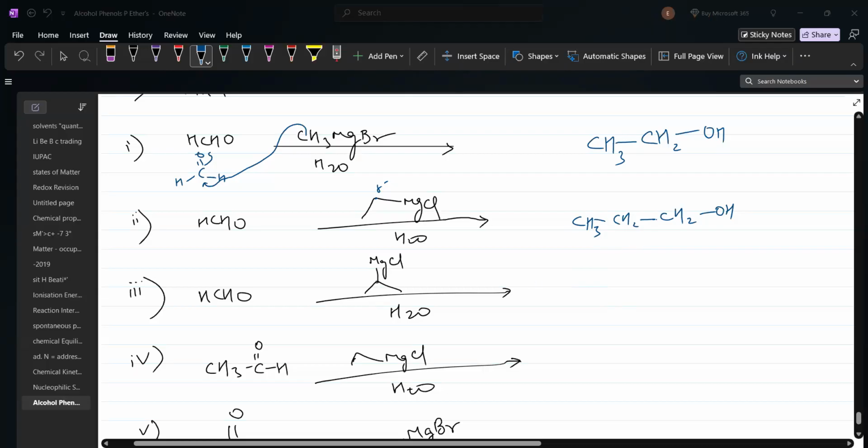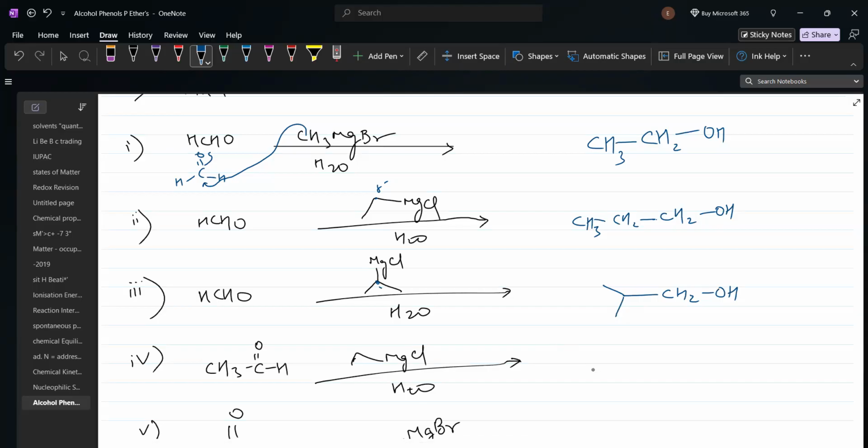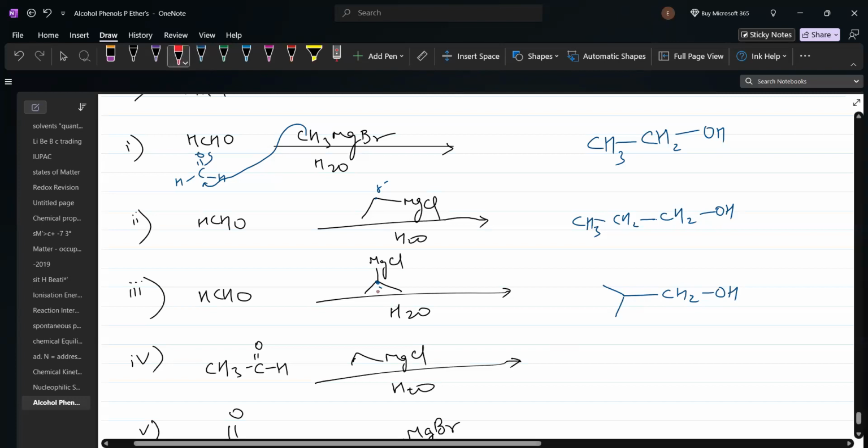In this example, this carbon will attack. So this one will be H2, and the substrate will become this, and this one will be joining this carbon like this. Yes or no? This carbon has attacked on this carbon, so that is why this one is formed.